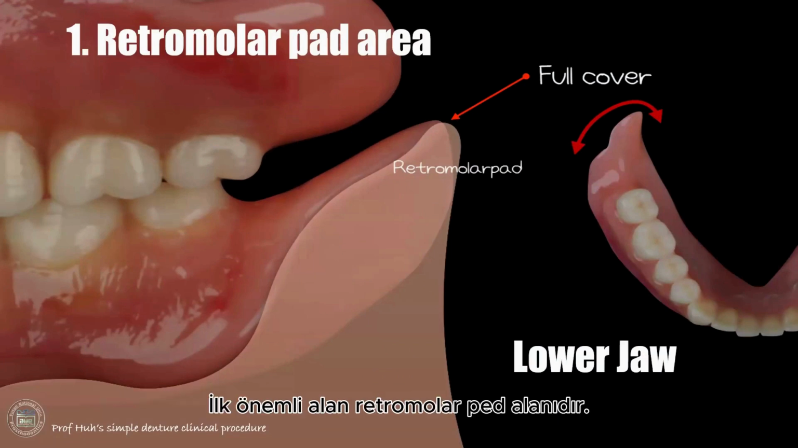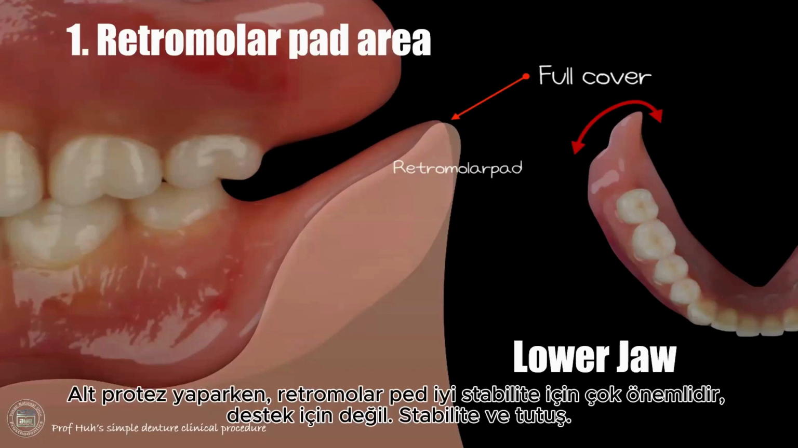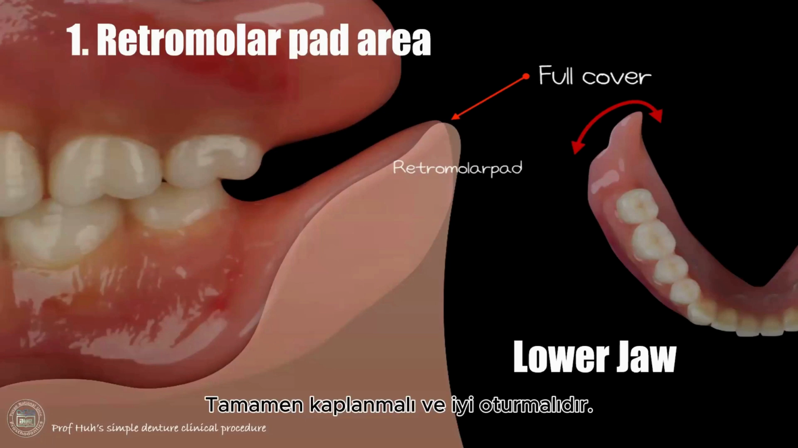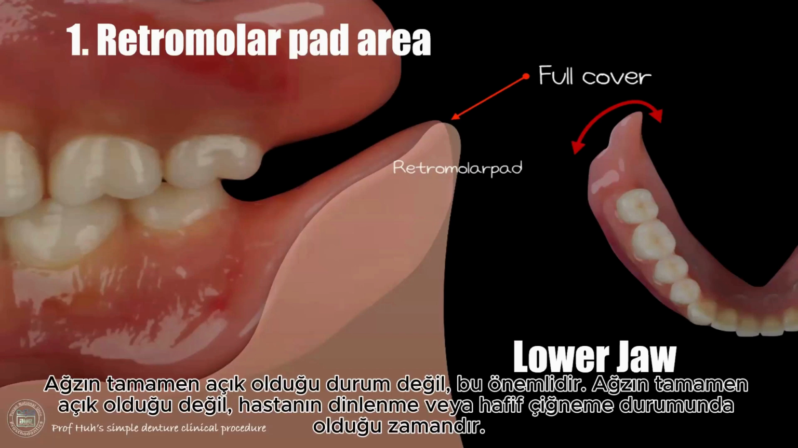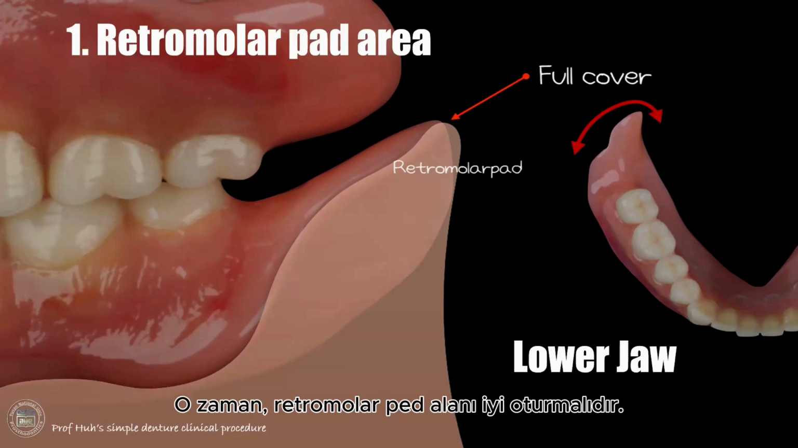The first important area is the retromolar pad area. When making a lower denture, the retromolar pad is very important for good stability, not support, stability and retention, you know. It must be fully covered and fit well, not when the mouth is wide open, but when the patient is at rest or gently chewing. At that time, the retromolar pad area has to fit well.